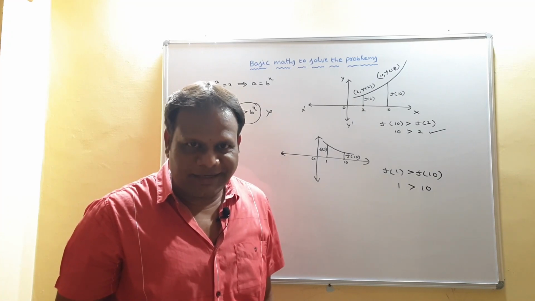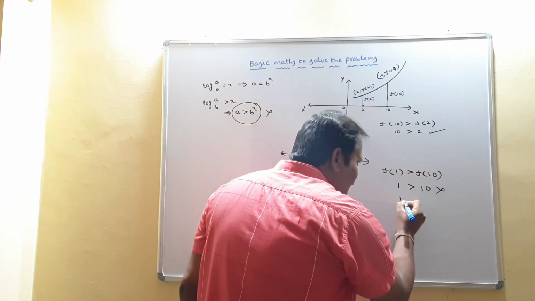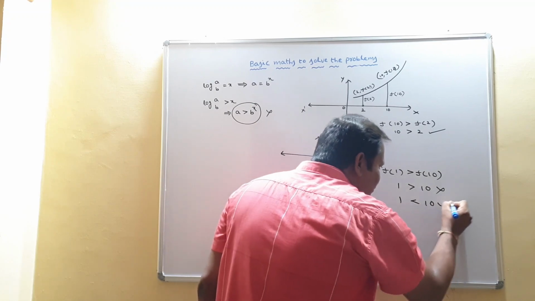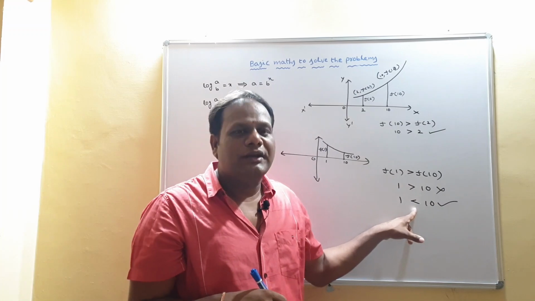Is 1 greater than 10? Wrong. So it is not correct. But 1 is less than 10. So here what happened, you observe? Greater than became less than.